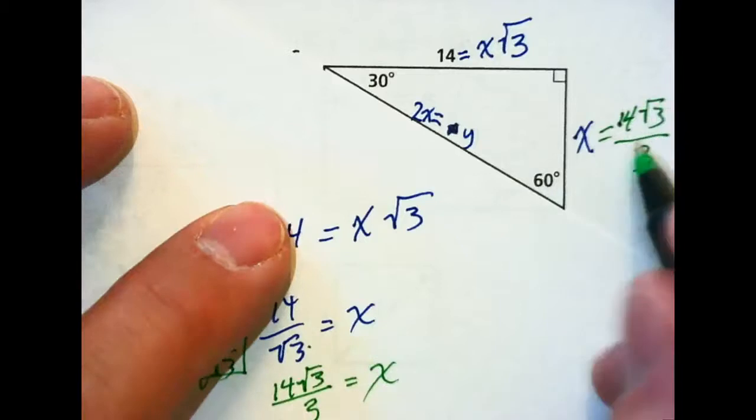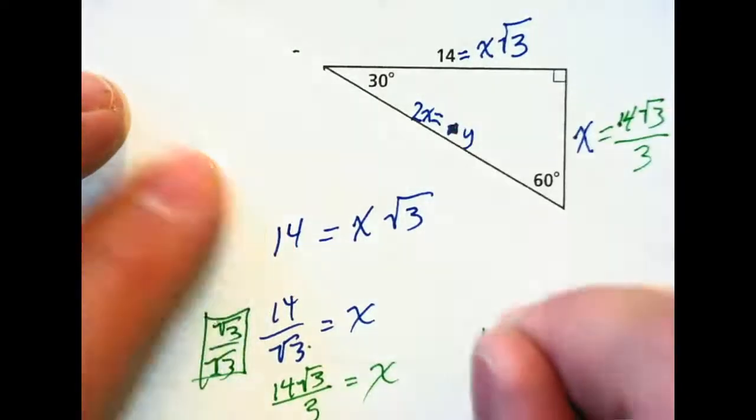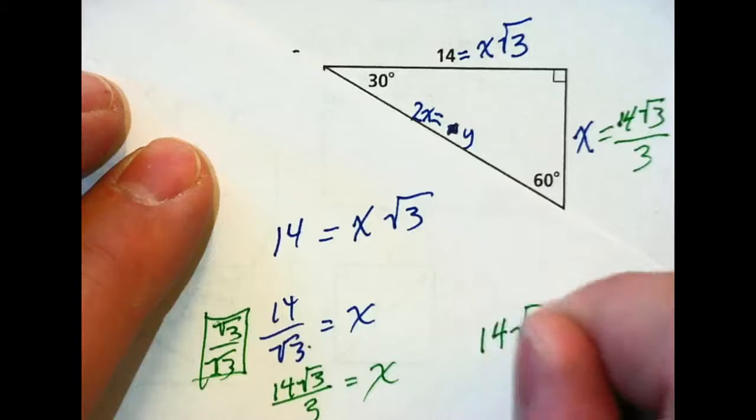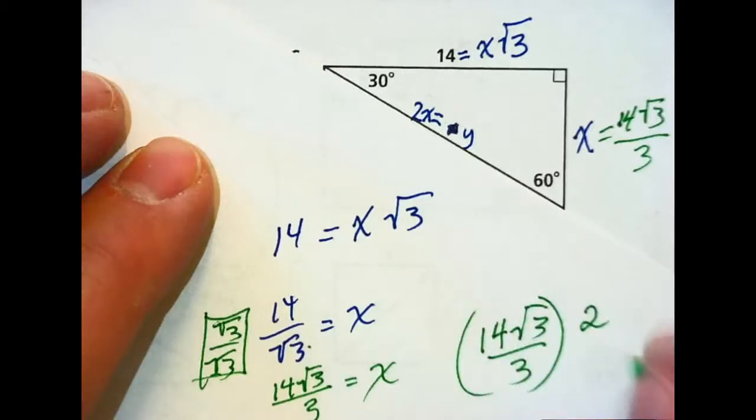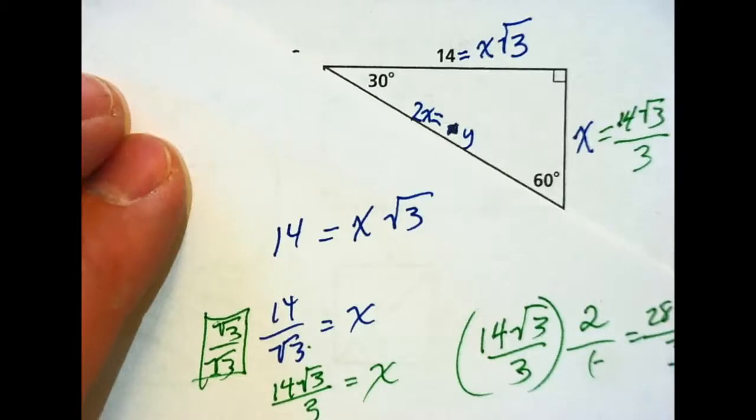So to double that, when we multiply this by 2 to get 2x, it's 14 root 3 over 3 doubled. So times 2, that's just like having a 2 over 1. So it just doubles the top. So that's 28 root 3 on top over 3 on the bottom. So that's this side.